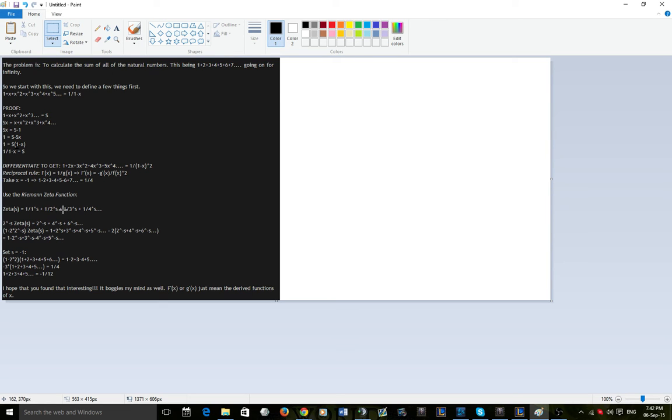So we've got the Riemann zeta function. Now we have to multiply it by 2 to the power of negative s. What does this do? Remember that.